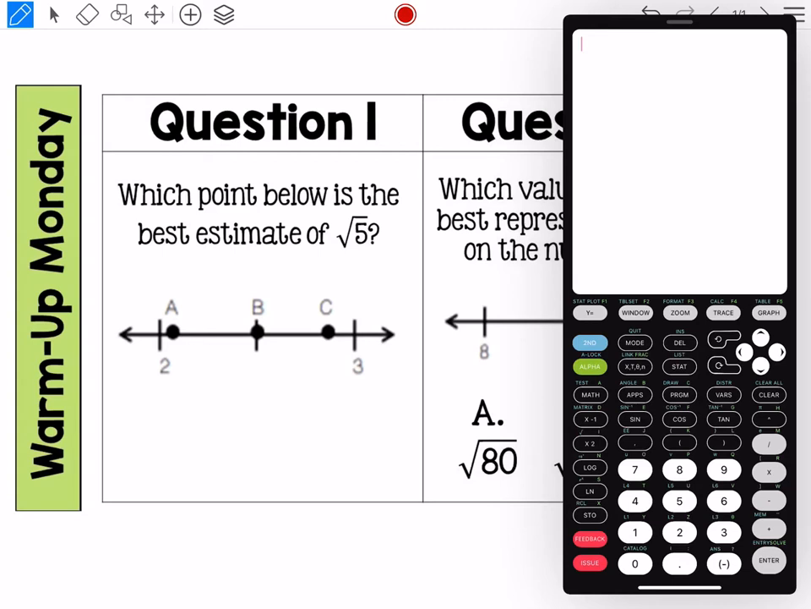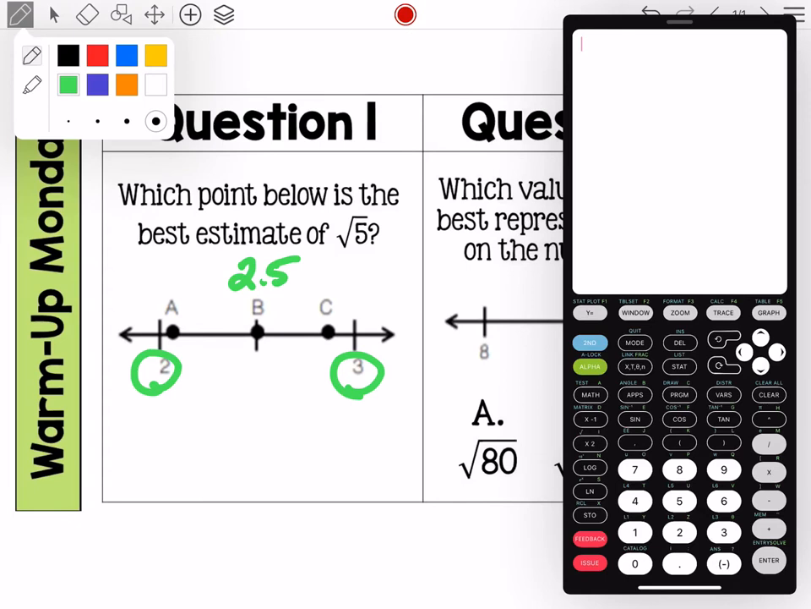Okay, so first things first, guys, we want to look at this number line and notice that the numbers on this number line are 2 and 3. So our square root of 5 has to fall between 2 and 3. If we look at point B, it's directly halfway between 2 and 3, which is 2.5. Then we just need to figure out point A and point C, and see which one is closest or approximately the square root of 5.